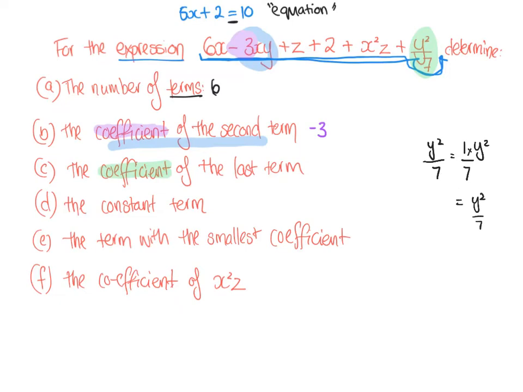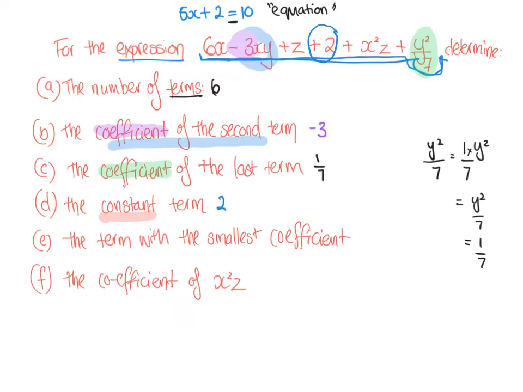So essentially the number in front of this y squared is 1/7. And the number that's in front of the letter is called the coefficient. So this one's answer is 1/7. Now, the next question, they're asking me for the constant. Now, the constant is the one that just has a number, and I can see that here. That's the 2. So 2.